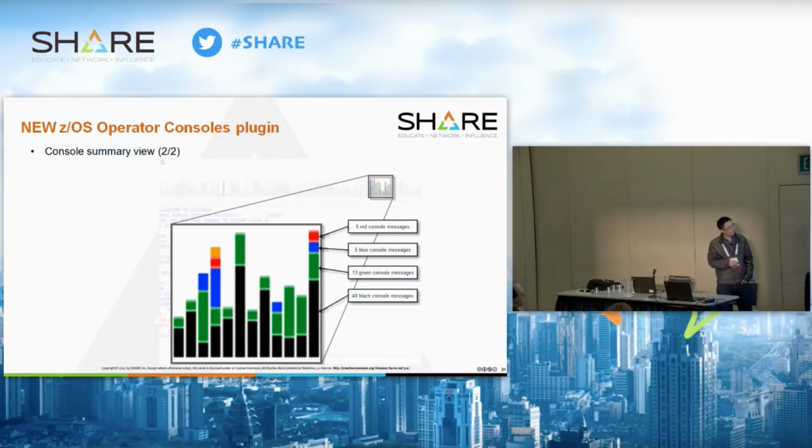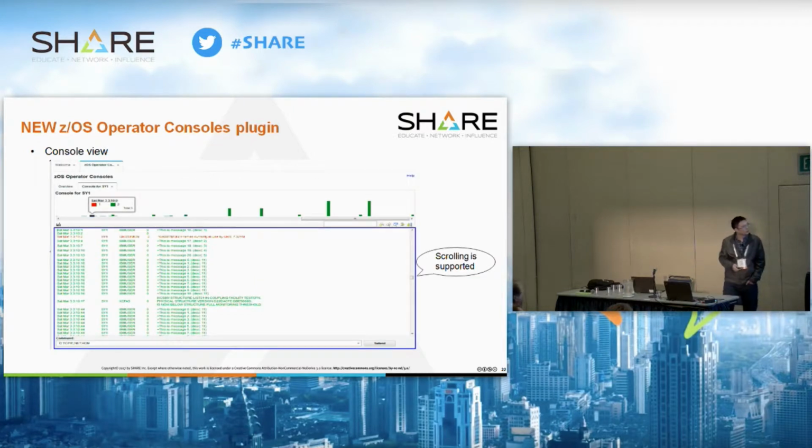This mockup shows what the message bar looks like. It contains different colors, and you can see how many messages by color were received in a specific time. The second part of this panel is the console view. This console view displays all the messages you received. You can scroll up and scroll down.